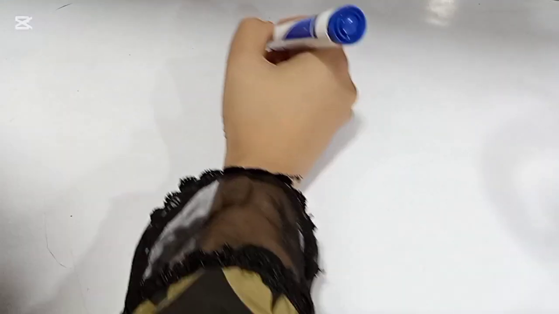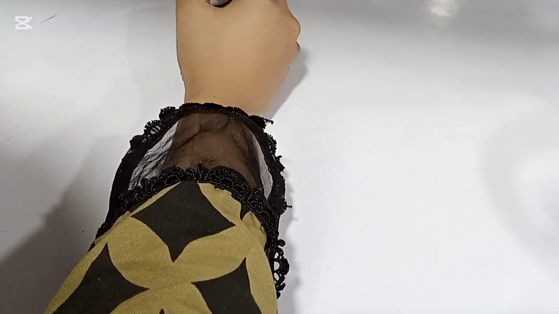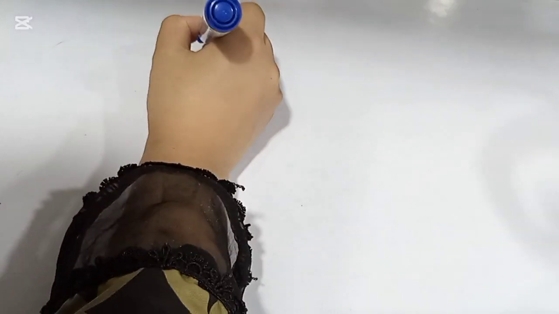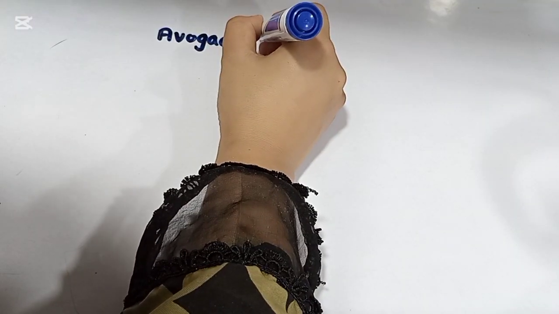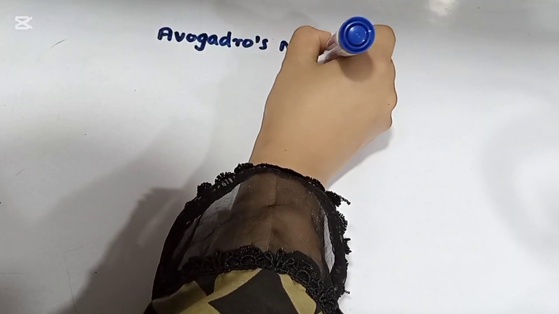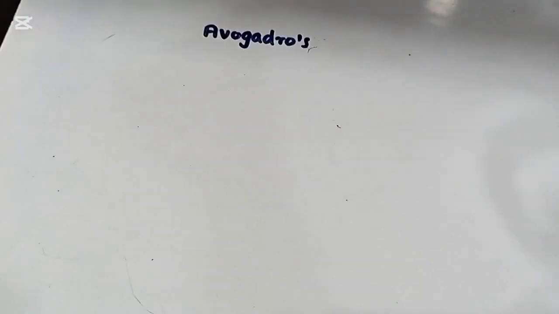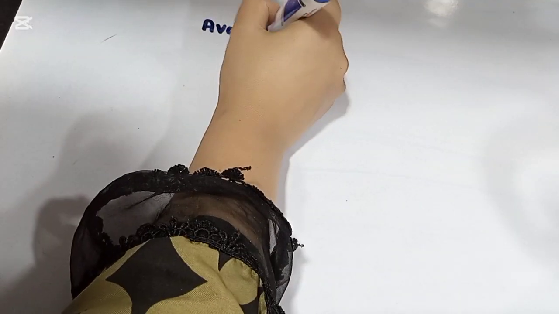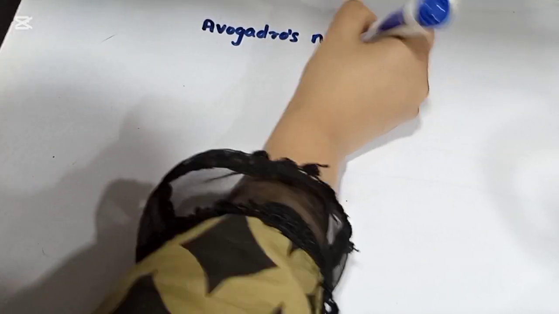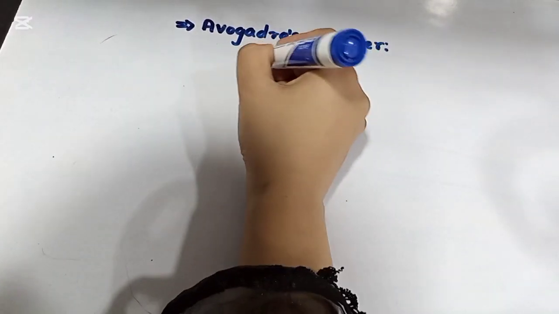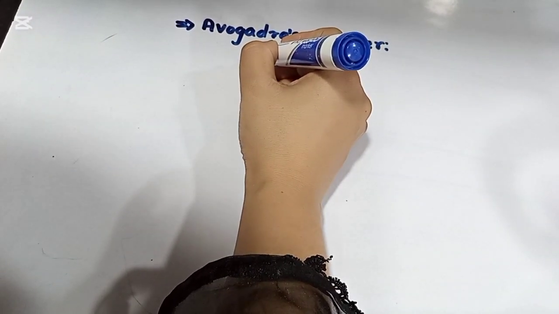Now let's start our initial topic, Avogadro's number. Avogadro's number was developed by the scientist Amedeo Avogadro. And what is this number?